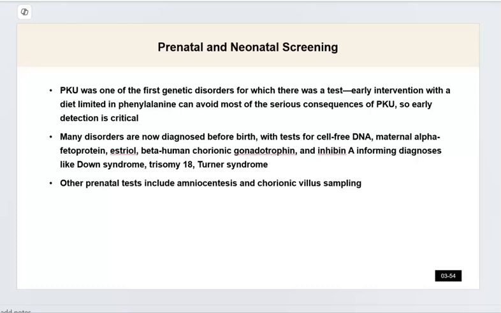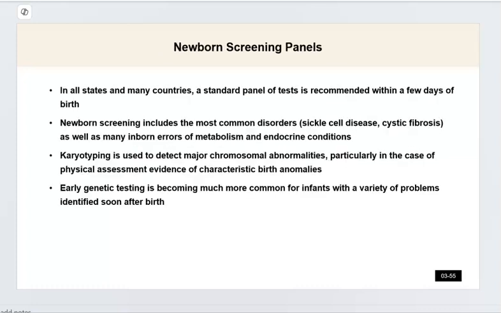We have other disorders that are diagnosed before birth, maternal alpha-fetoprotein, Down syndrome, trisomy 18, Turner syndrome, etc. Newborn screening panels, again, we do need to understand what they are and to be aware of them in all states. We have a standard panel of tests that's recommended within a few days of birth. The newborn screening includes the most common disorders as well as many inborn errors of metabolism and endocrine conditions. Early genetic testing is becoming much more common for infants with a variety of problems identified soon after birth.